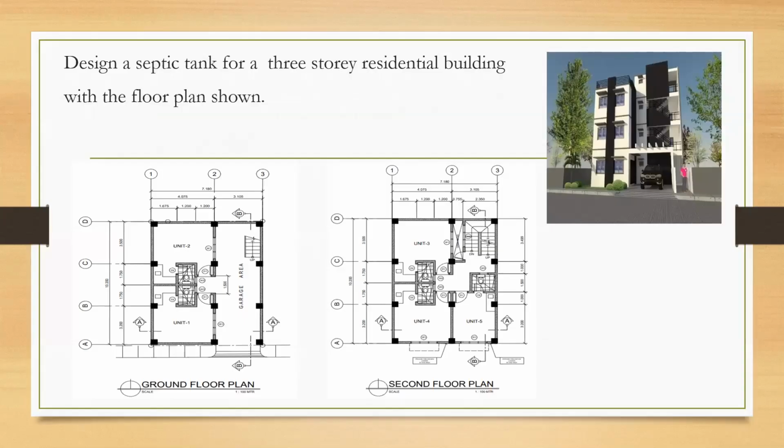So here is our problem. Design a septic tank for a 3-story residential building with the floor plan shown. We have 2 floor plans shown, that is, a ground floor and the second floor. This is a residential building na ginawa po namin sa Pasig. So in the ground floor, we have 2 toilets, kitchen sinks also. And for the second floor, this is a typical layout also to the third floor. So pareho lang po sila. So we have 3 units with kitchen sinks bawat isa. Okay?